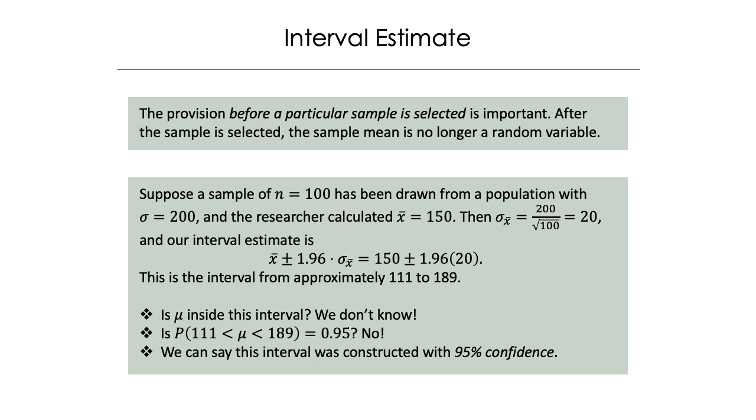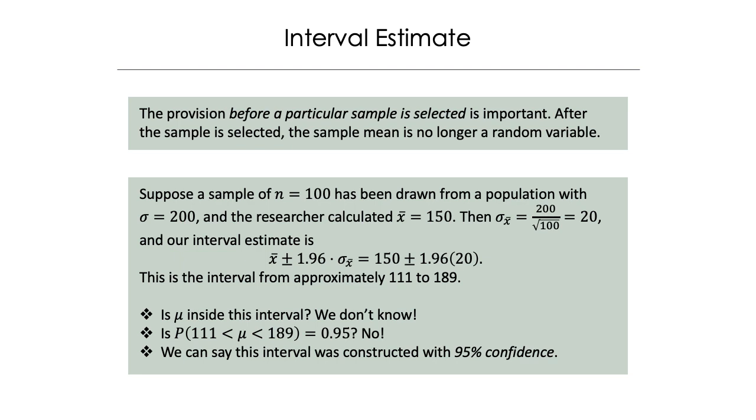Now, once we have the interval estimate, there are some natural questions to ask. First of all, is the value of the population mean mu inside this interval? The answer to this question is we don't know. We don't know because we don't know what mu is. If someone told me that mu was 100, I would look at that interval and say, no, mu is not in the interval. But if someone told me that mu was equal to 120, I would say, yes, mu is inside that interval. But since we don't know what mu actually is, we don't know if mu is inside that interval or not.